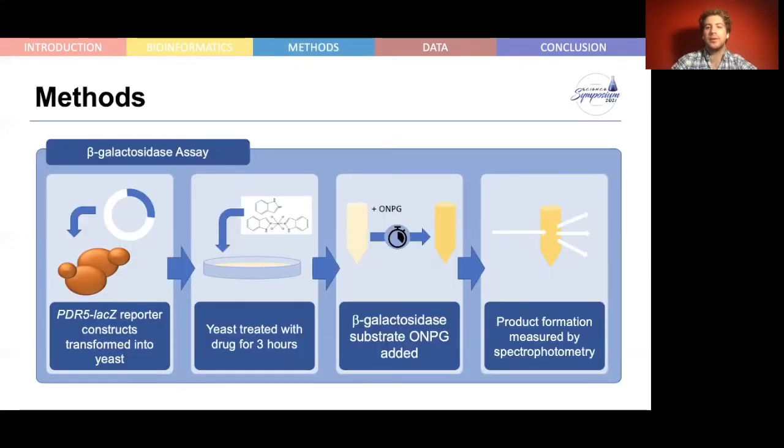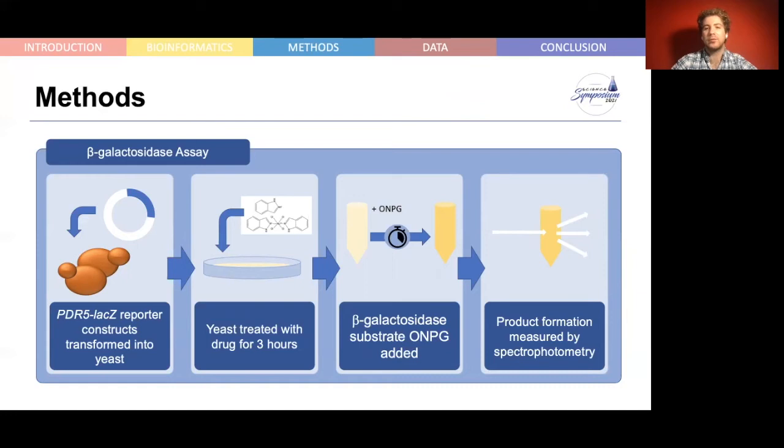Our experimental methods involved the color-based beta-galactosidase assay. This was performed by first transforming a PDR5 LacZ reporter construct into yeast deletion strains lacking the target transcription factors. These samples were then cultured and treated with KP1019. Following that, baseline absorbance readings were taken from the samples.